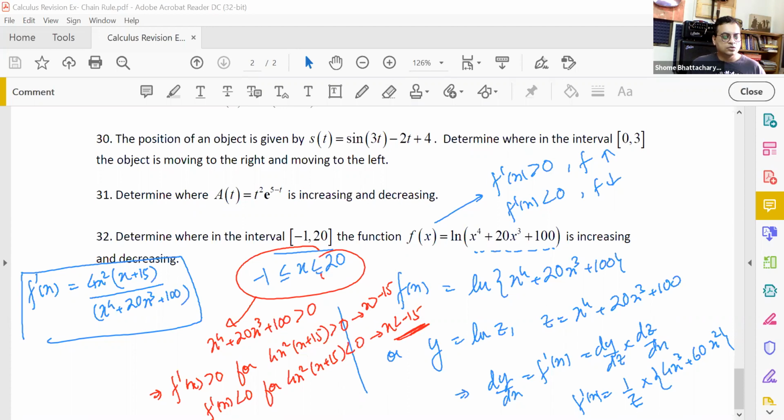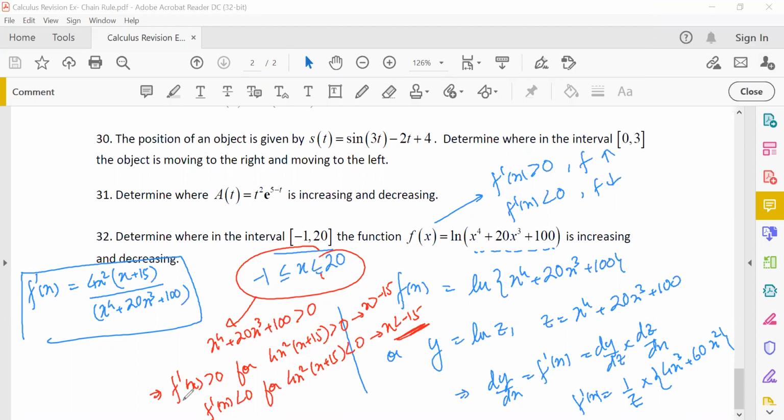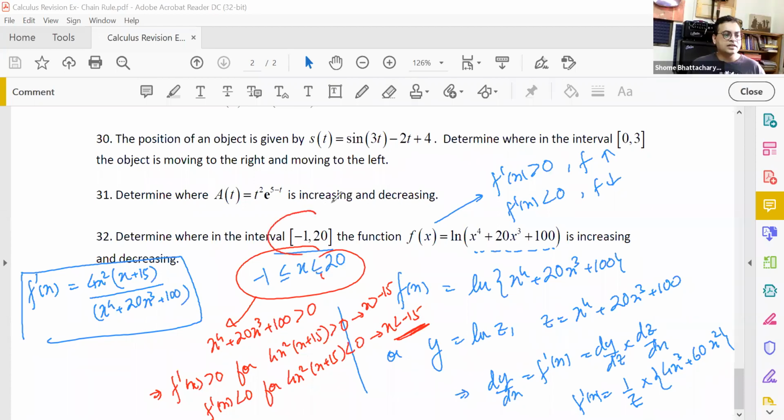So that means for this entire part, only one condition is satisfied, that f prime is positive. So finally, what is the conclusion? That in this entire domain, the function is only increasing. It's never decreasing.